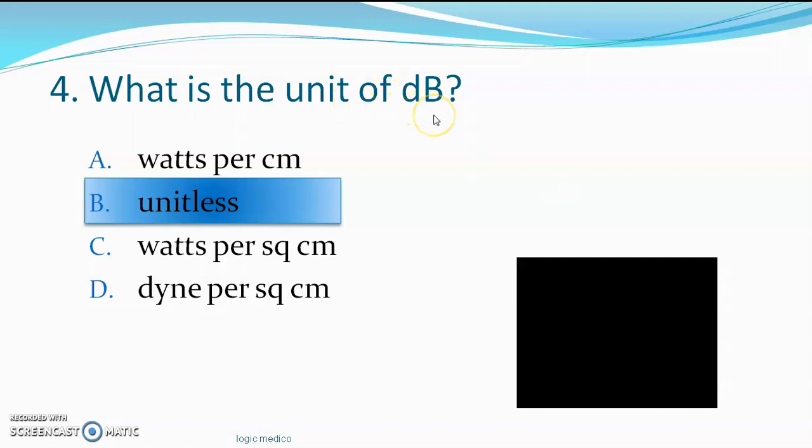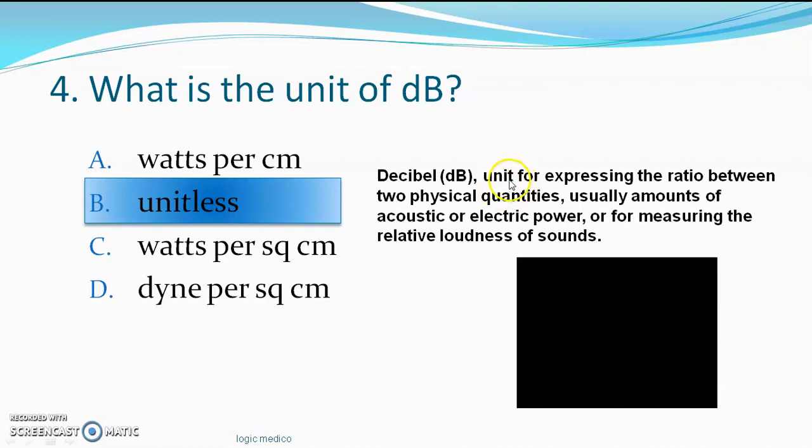This is decibel, because the ratio between the two will cancel one another, so it will not have any units. Decibel is a unit for expressing the ratio between two physical quantities, usually the amount of acoustic power or electric power, or for measuring relative loudness of sounds, that is with respect to intensities. So they will cancel one another and there won't be any unit for decibel.